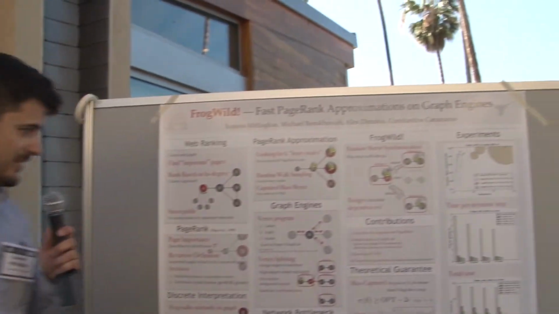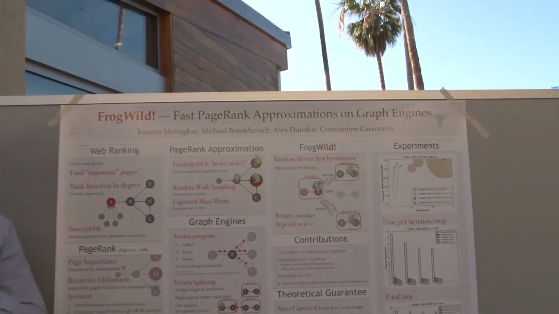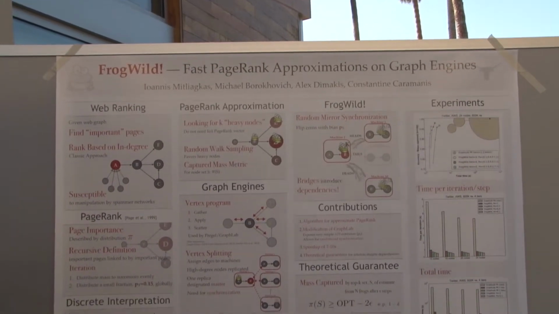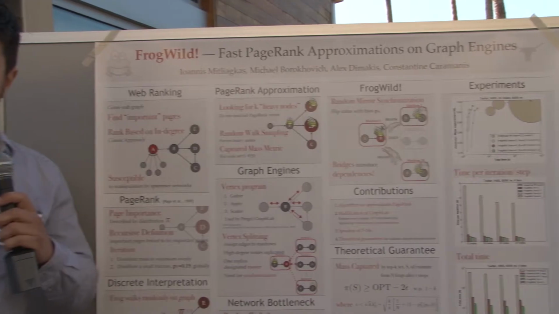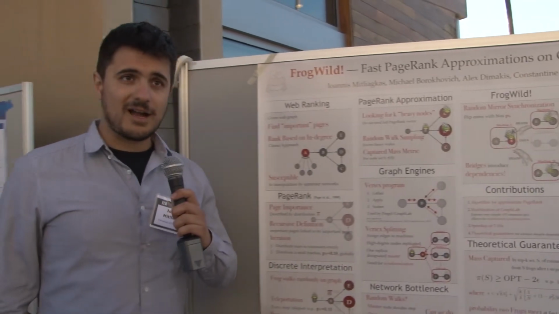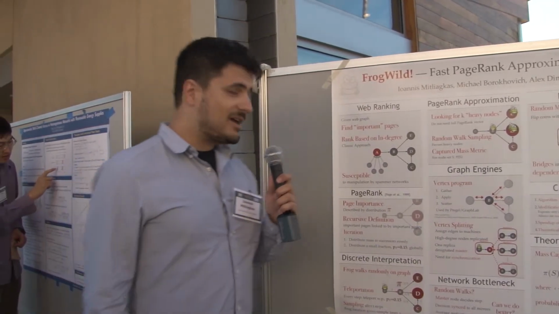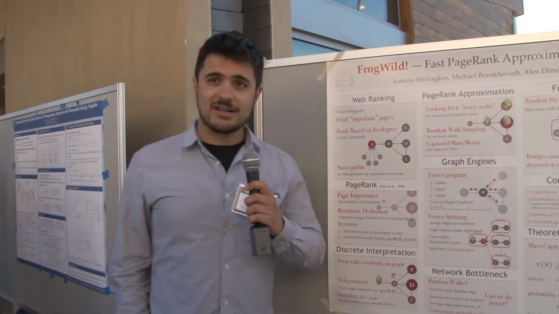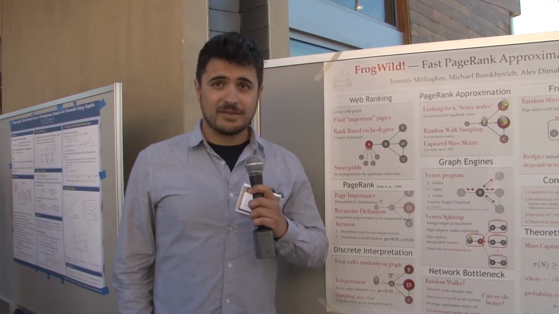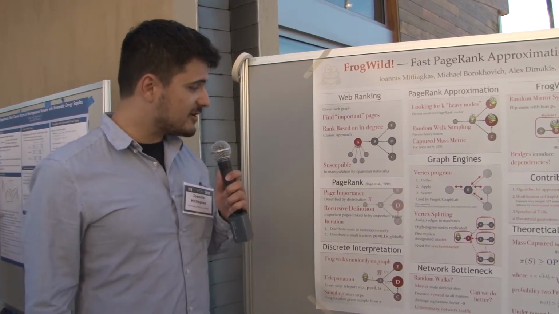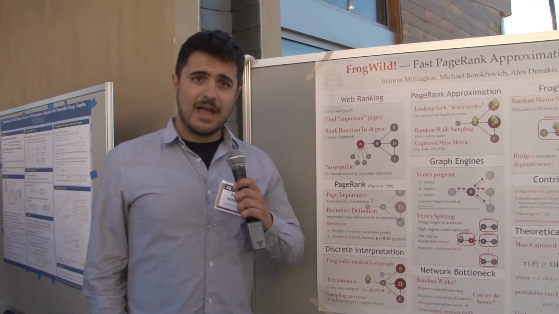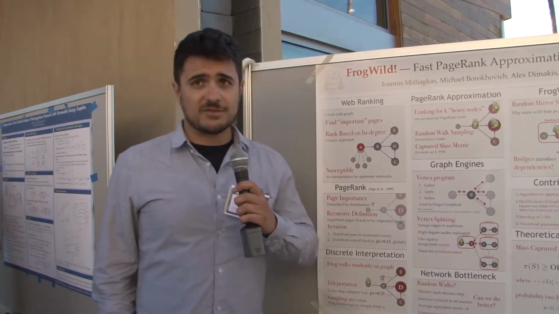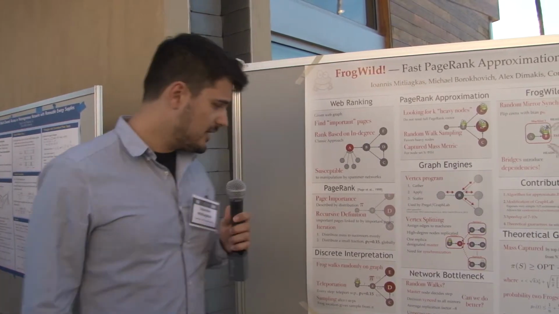I will talk to you about fast PageRank approximations on graph engines. The problem of PageRank relates to ranking a bunch of nodes on a graph. So I want to find the important nodes on a graph. It originates in web ranking, and essentially the PageRank is a vector I'm looking for that maps every node to a number, and it's a distribution. So all of those numbers, with the importance of every vertex, they all sum to 1.